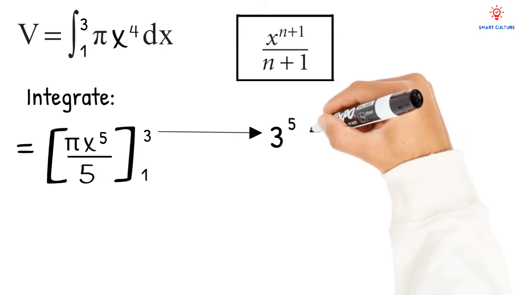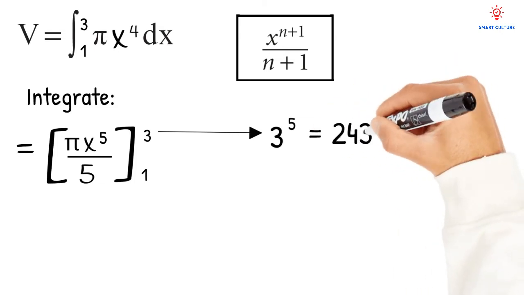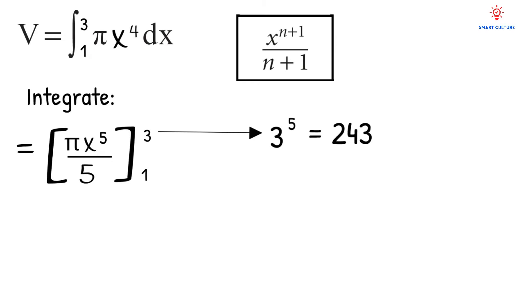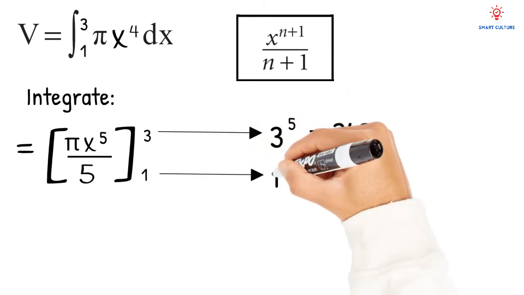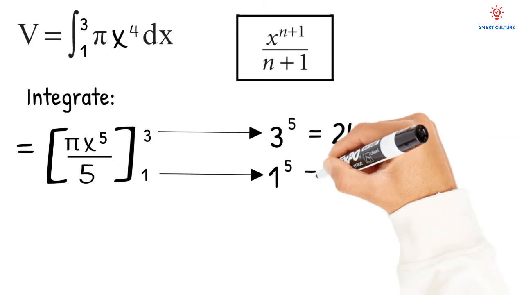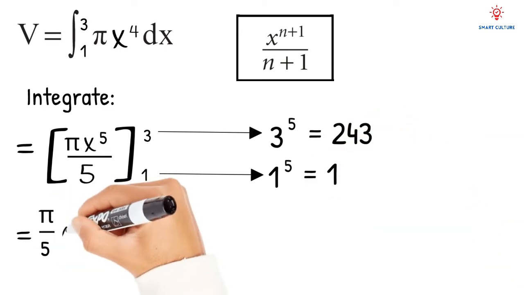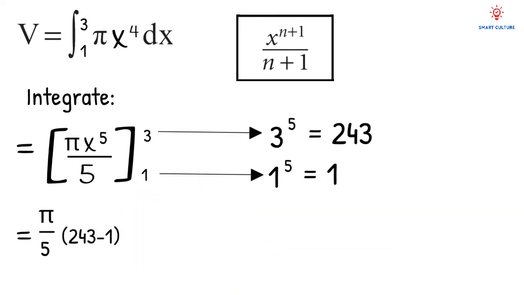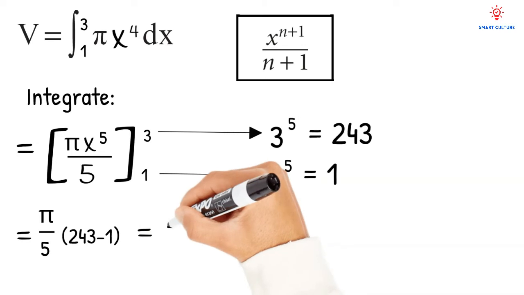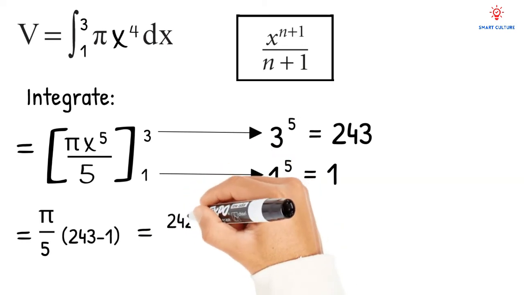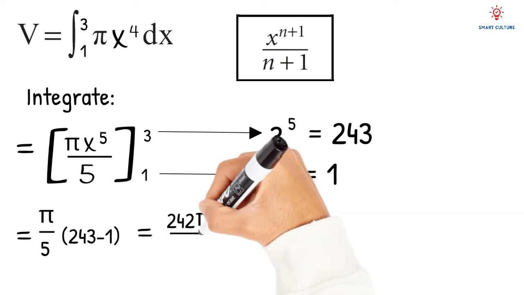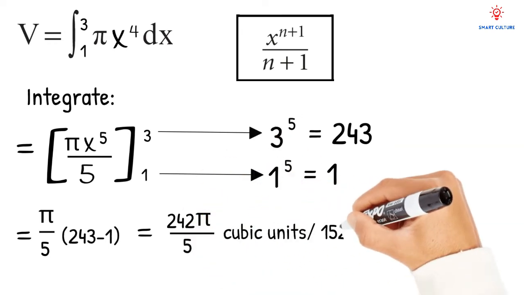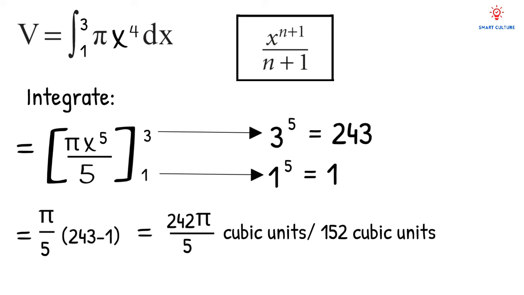So 3 to the power of 5 is equal to 243. And then we substitute the value of 1 into this formula. 1 to the power of 5 is equal to 1. So we take out pi over 5. And then inside the brackets we have 243 minus 1. That equals 242. So the final answer in this case will be equal to 242 pi over 5 or 152 cubic units. Both of these answers are correct.